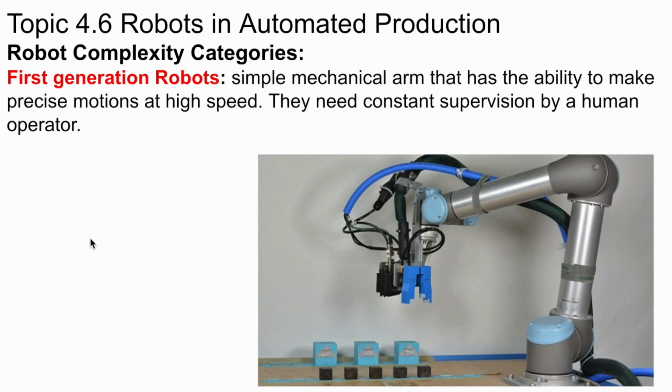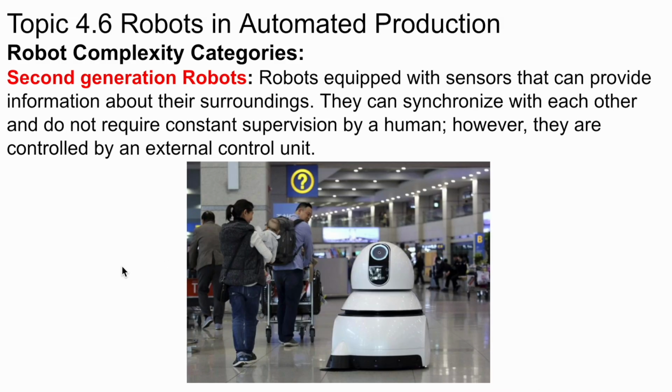First generation robots were simple mechanical arms that had the ability to make precise motions at high speeds. They need constant supervision by a human operator. So this is an example of a first generation robot. Second generation robots are equipped with sensors that can provide information about their surroundings. They can synchronize with each other and do not require constant supervision by a human. However, they are controlled by an external control unit. And you can see these kinds of sweeping robots in places like airports. It's pretty common now.